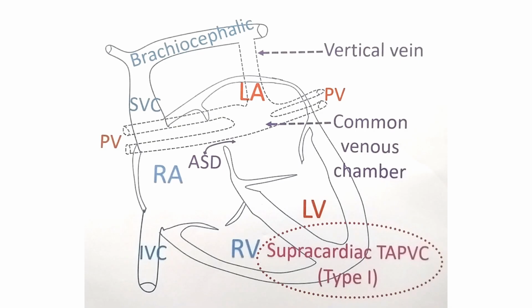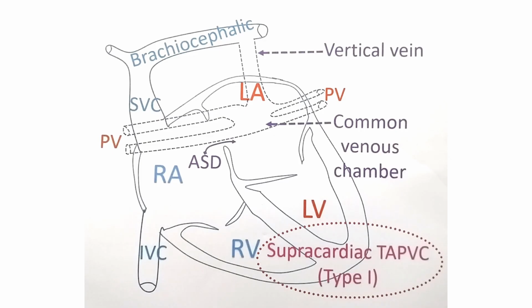Normally, the four pulmonary veins join the left atrium. In congenital anomaly, if they join the right atrium through one of the veins leading to the right atrium, it is known as total anomalous pulmonary venous drainage or even total anomalous pulmonary venous connection. Sometimes it is also known as total anomalous pulmonary venous return.